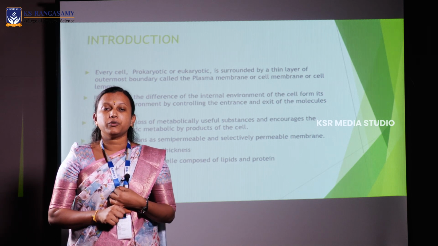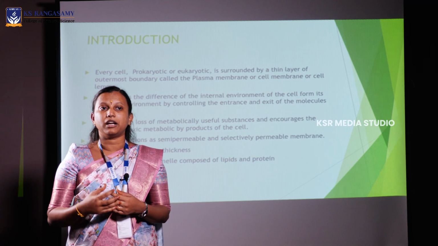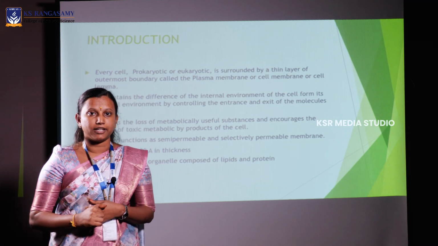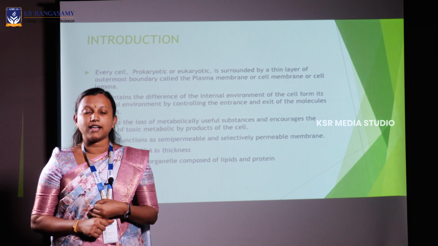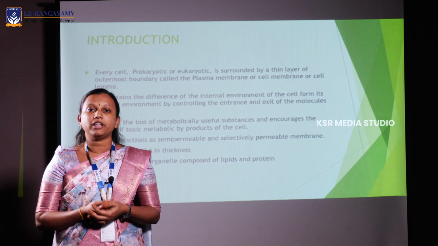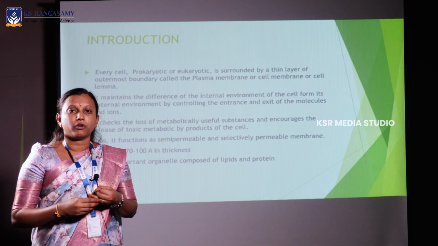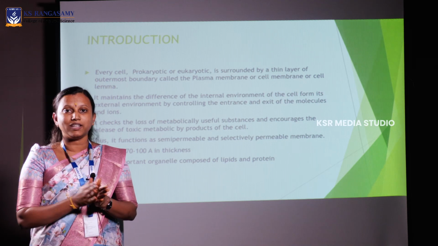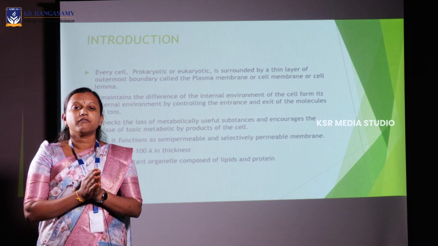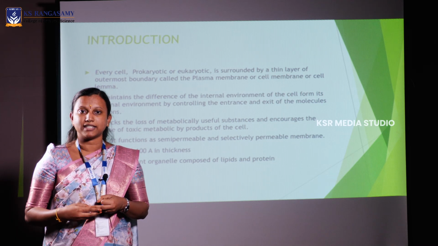Cells are divided into unicellular and multicellular organisms. Unicellular cells are called prokaryotes and multicellular cells are called eukaryotes. Cells have different organelles with various functions. Among the organelles, the cell membrane is the vital one which has a significant function. Each and every cell, prokaryotic and eukaryotic, has a thin layer of lipid membrane which surrounds the cell, called the plasma membrane, cell membrane or cell lemma.